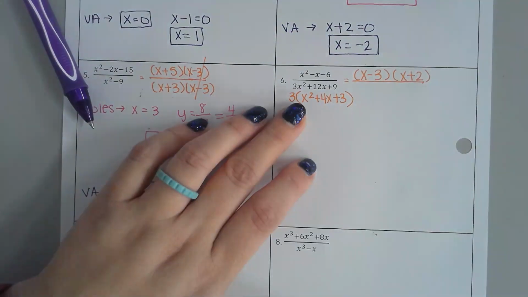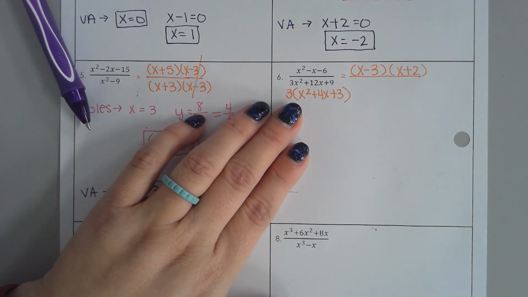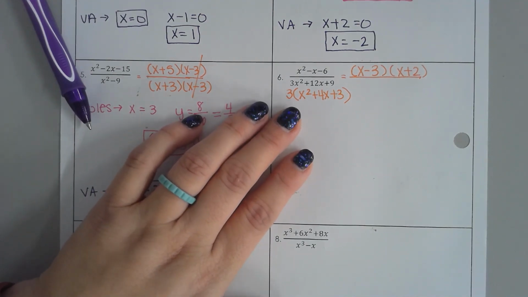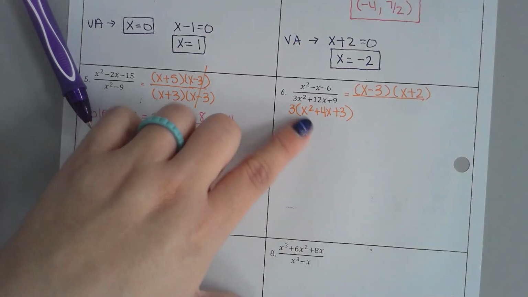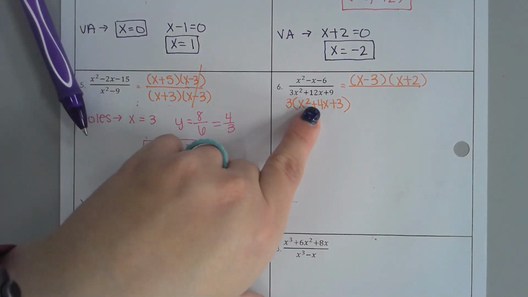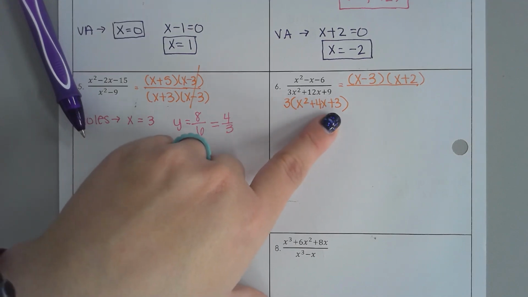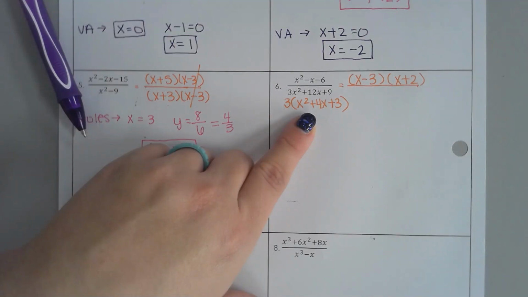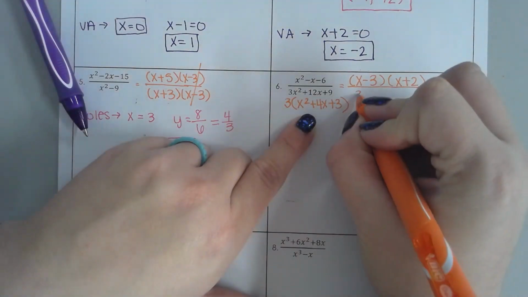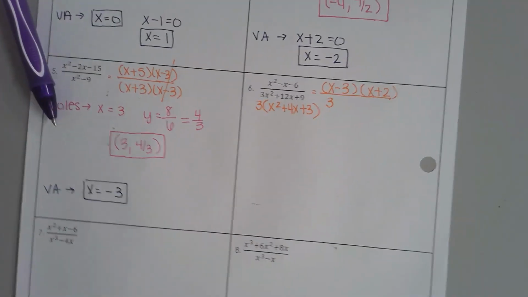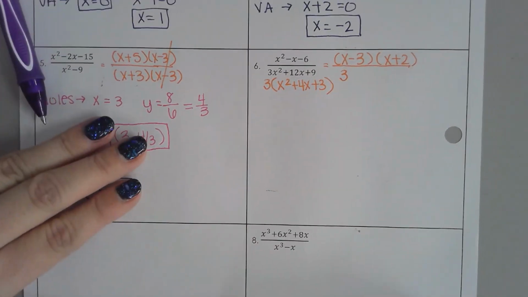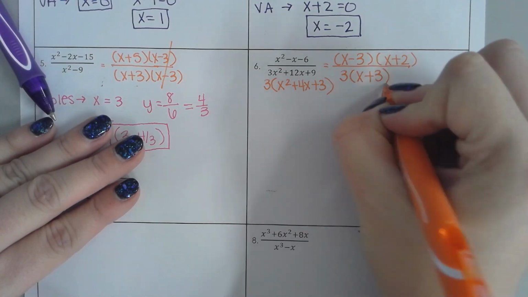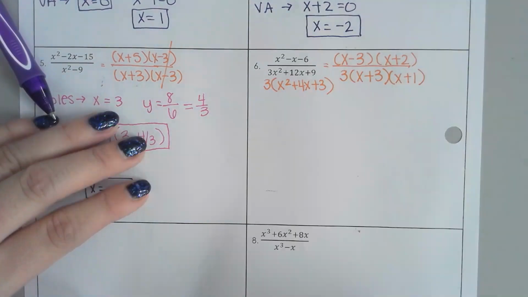Okay. So you can factor out a GCF, which is very likely that you would have to do on a test question. And then what's left over doesn't have a number in front of the x squared. What numbers multiply to be 3 and add to be 4? 3 and 1. So I still have the 3 in the front, and then I have x plus 3, x plus 1.